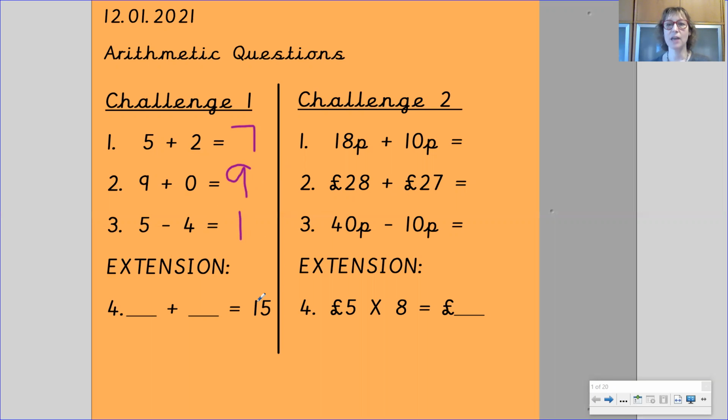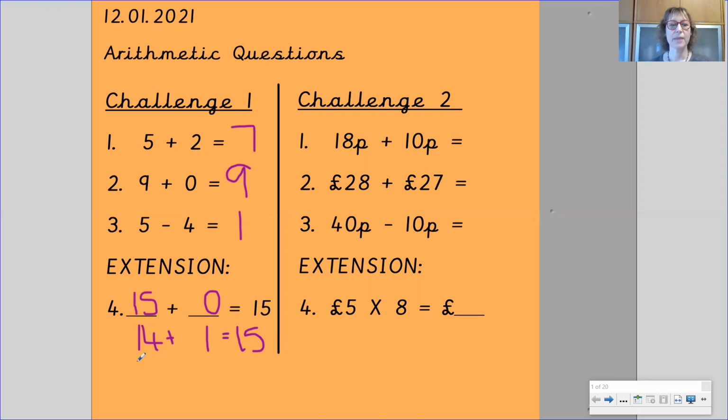For my extension, I have to find ways of making 15. So I'm going to start like I did last time with the number that we've got to start with, 15. And if I've already got 15, then I haven't got any more that I need to add. What I'm going to do now is I'm going to take 1 from that 15, so I've got 14, and I'm going to move it across to the other side. So I've got 14 add 1, which equals 15.